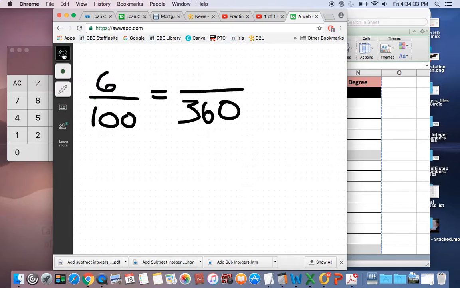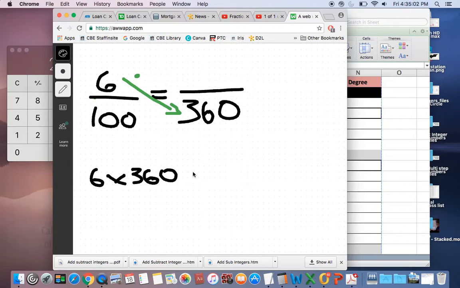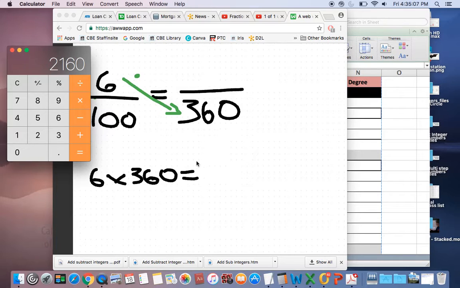Perfect. Now, first thing we do again is we're going to cross multiply. So this is going to be multiply. Let's put a nice big multiplication dot in there. All right. So what I do is I go 6 times 360. A great opportunity to practice your long multiplication. 360 times 6. I'm going to use my calculator though, because this mouse work is not so smooth. 2160.